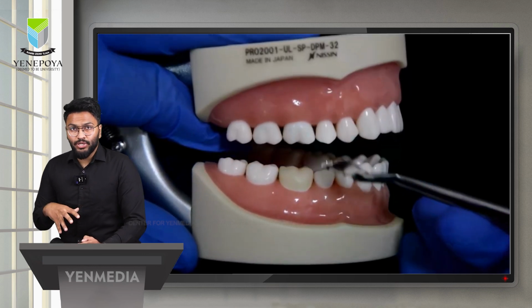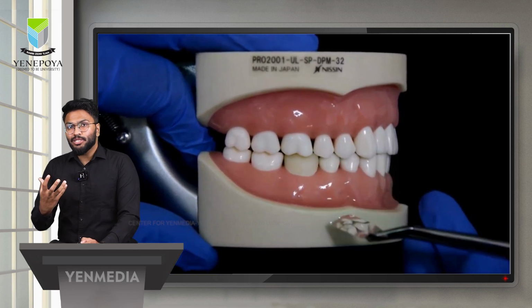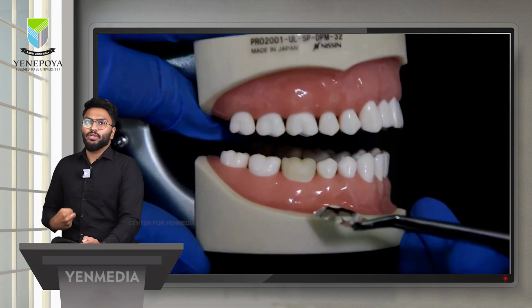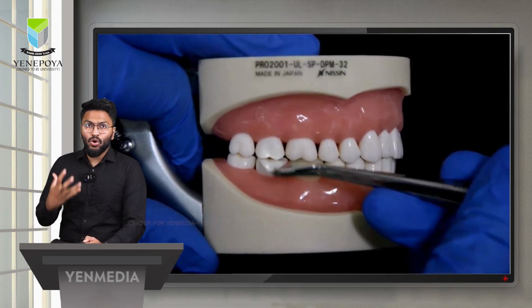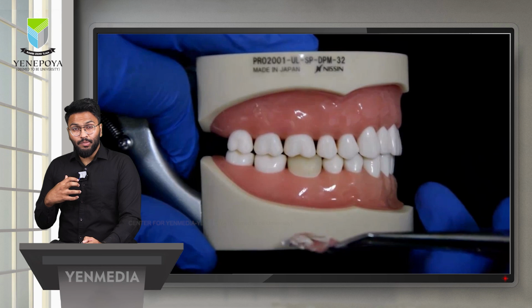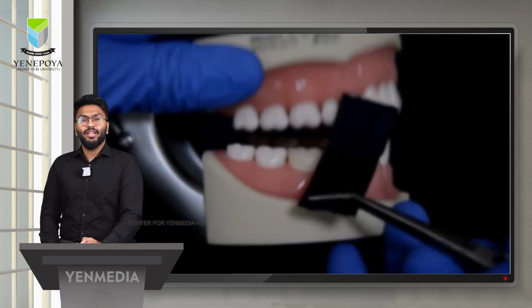Now, after placing the provisional restoration, once you place the shim stock, you can see that the shim stock foil is easily coming out from the adjacent tooth. This means that there is no proper occlusal contact, which also infers that there are some high points present in your provisional restoration.